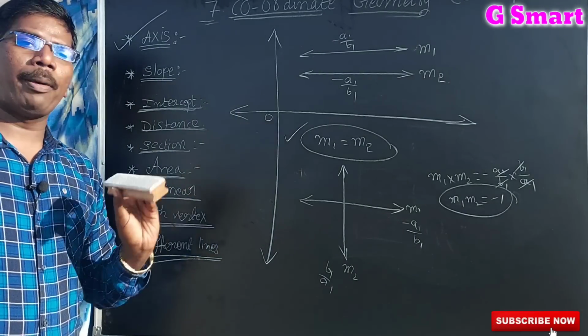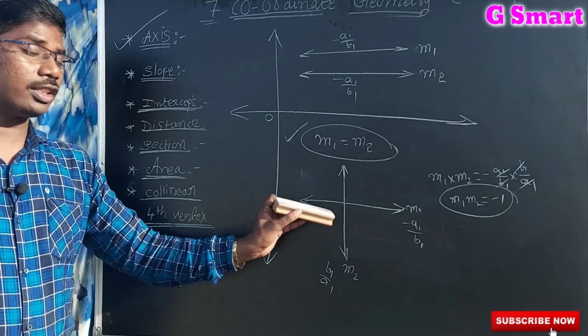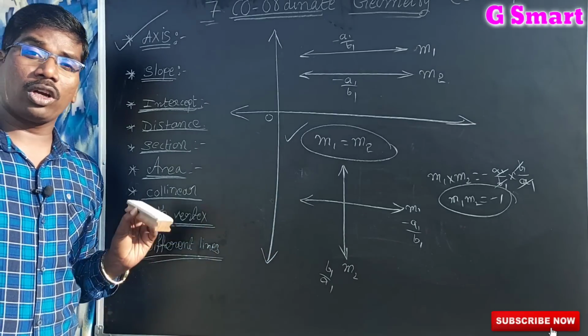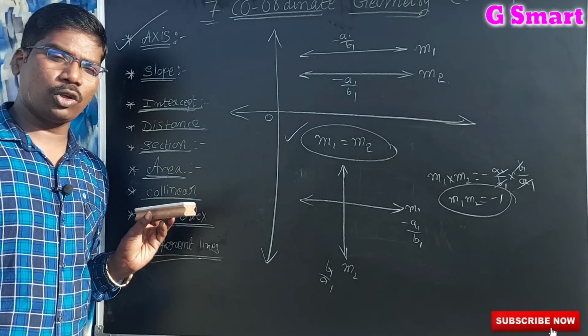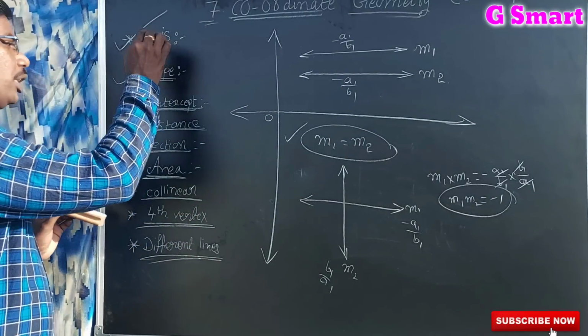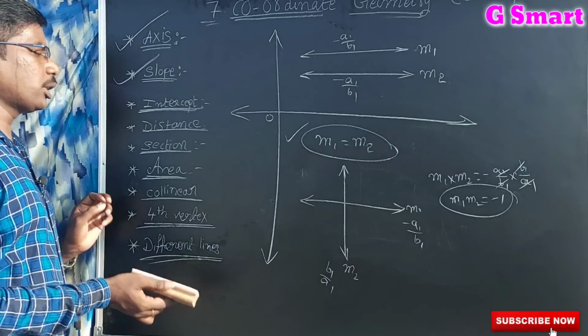If two lines are parallel, then the slopes are equal. If two lines are perpendicular, then the product of the slopes of these two lines is minus 1. So this is the concept of the slope. Next we are going to discuss intercepts.